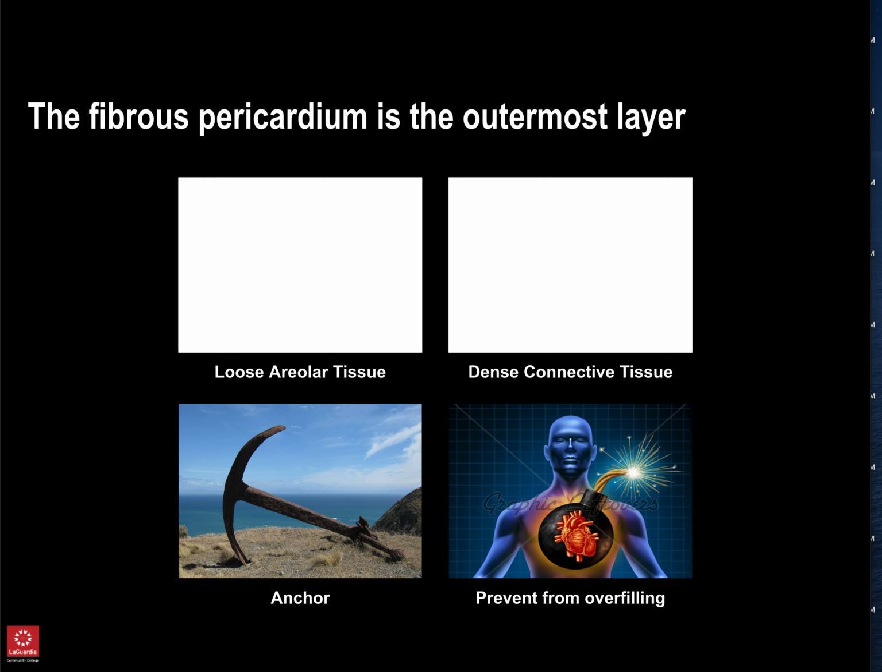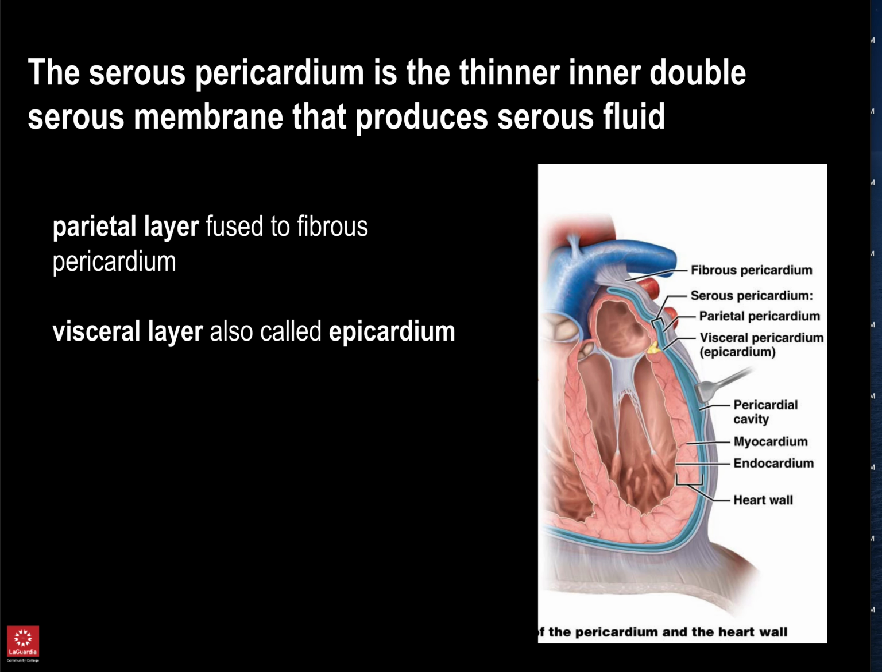So the fibrous pericardium is the outermost layer. It consists of loose areolar tissue, dense connective tissue, and it anchors the heart in place, and the idea is to prevent the heart from overfilling. In other words, if the heart has to stretch as blood comes in, what's to keep the heart from overstretching, from overfilling? So the serous pericardium is a thinner inner double serous membrane that produces the serous fluid.